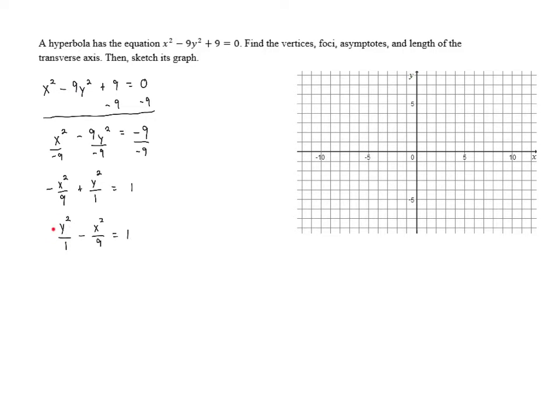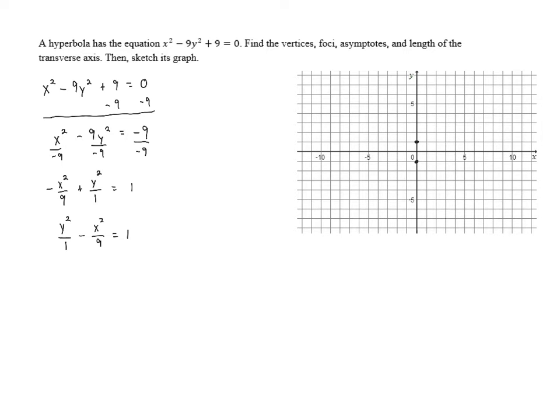So here, because it's the y squared term that's positive, we're going to have a hyperbola that's opening vertically, upward and downward. So here, a squared is 1, which means that a is 1. And so our vertices are going to be at 0, comma, plus or minus 1. Remember, we're opening upward and downward here, so the vertices will be on the y-axis.